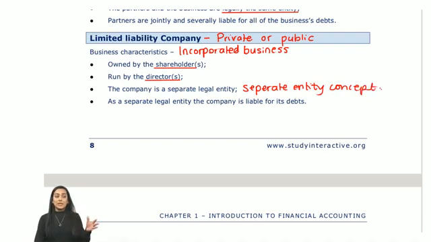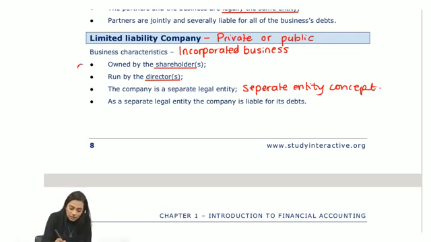Meaning if the company is in trouble, it's the company's responsibility to help its way out. The shareholders only have limited liability, meaning they don't have to reach into their own pockets and help the company. They can if they want to, they don't have to if they don't want to.